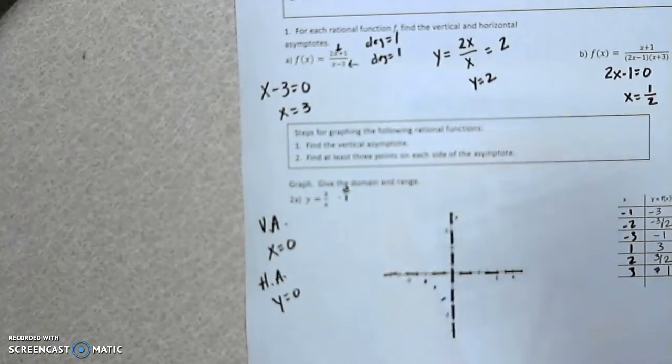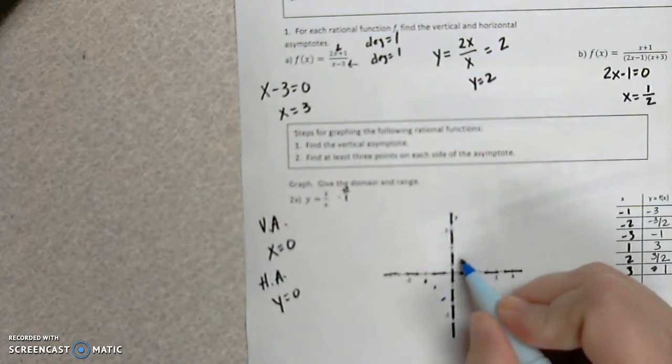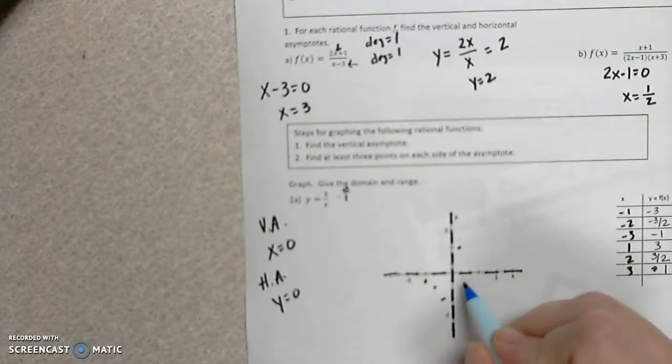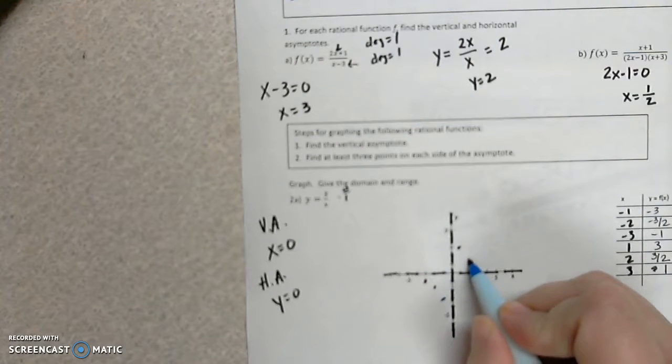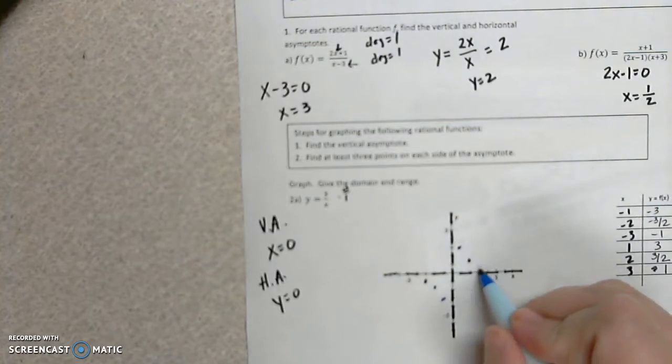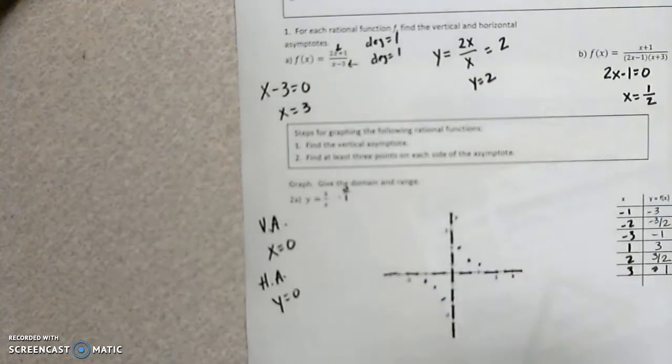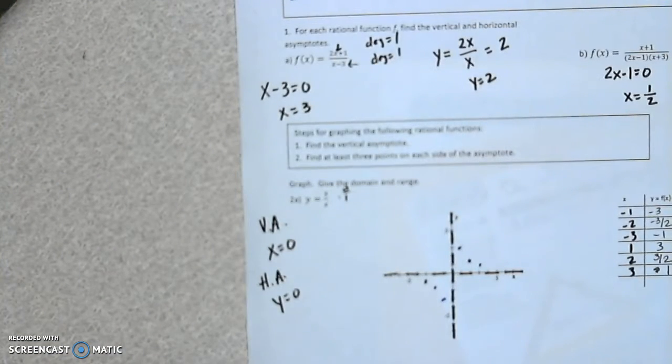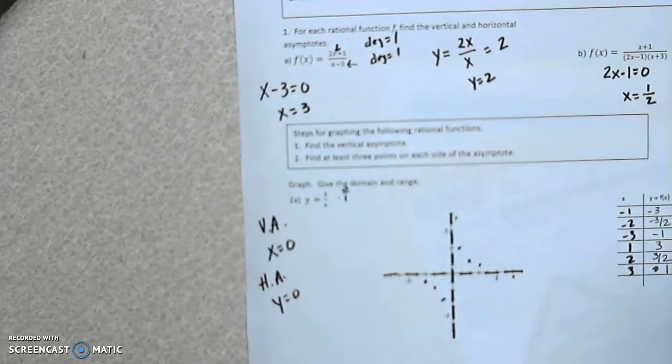Alright, then we're going to graph the others. They tell me to go right 1 and up 3, right 2 and up 1.5, and then right 3, up 1. Alright, and if I've looked at my parent functions, I know that in a basic rational function 1 over x, what the graph should look like.